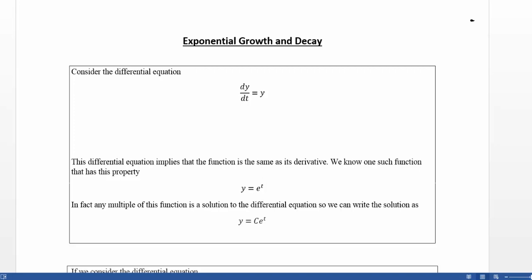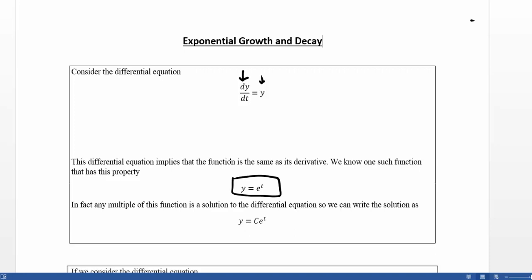This differential equation implies that we have a function y that is equal to its derivative. So if we think about the functions we know and the functions we work with, and we think about which one has a derivative that is the same as the function itself, we know one such function. y equals e to the t. The derivative of e to the t is e to the t. So the derivative is the same as the function. So that particular function is a solution to this differential equation.